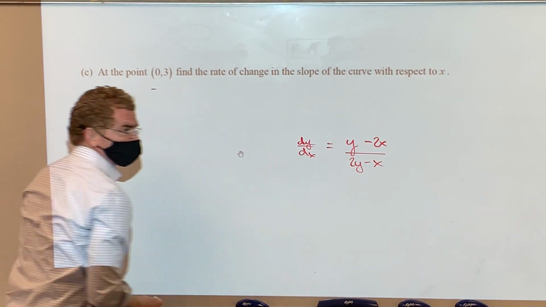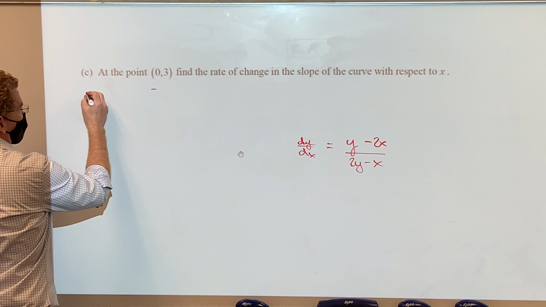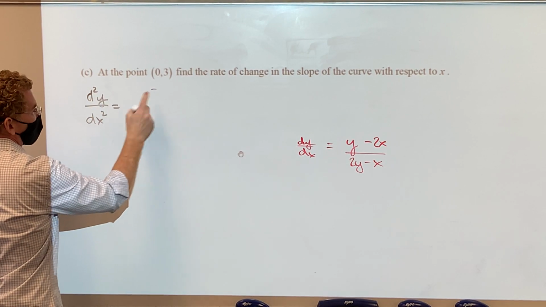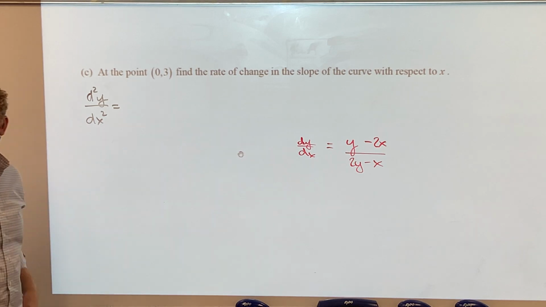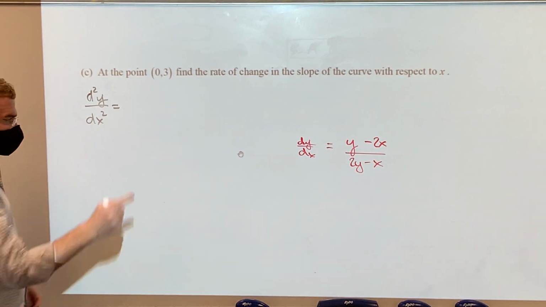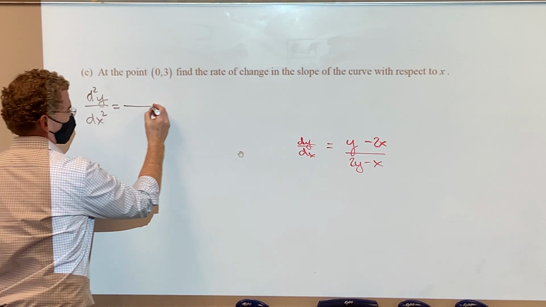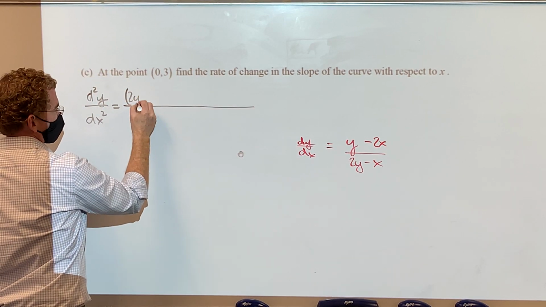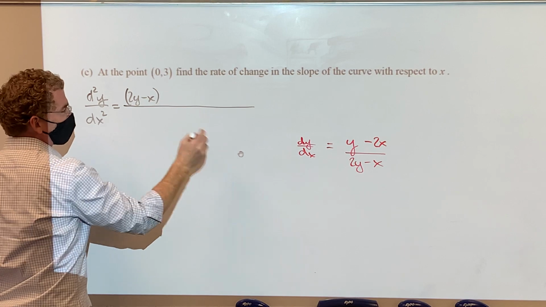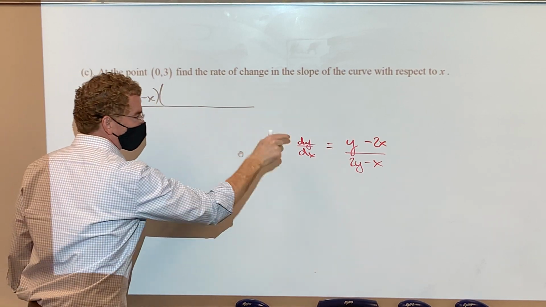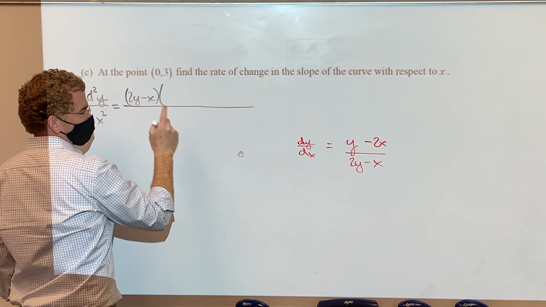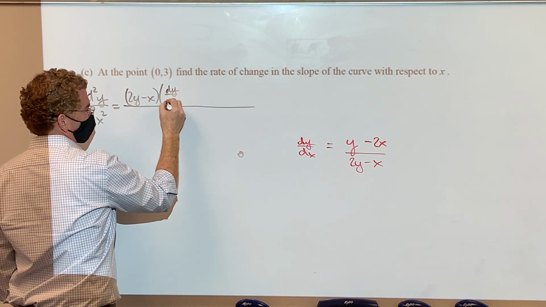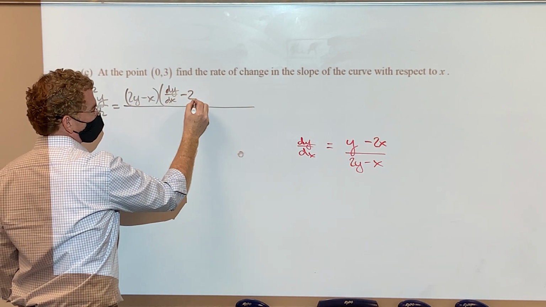And then find the second derivative. Now, remember how to do second derivative. d2y over dx2 is what? Get me started. Quotient rule. Low D high. D high. Now, how do I take the derivative of that top part? 1 dy dx, or just dy dx, minus 2.